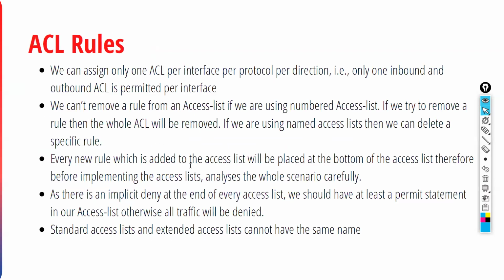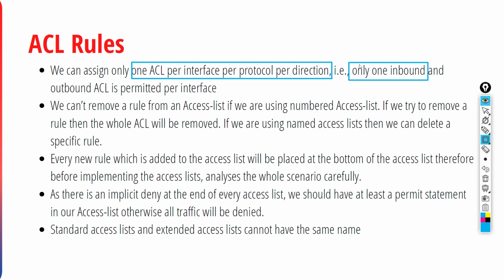Then there are certain rules. So what are these rules? You can assign only one ACL per interface per protocol per direction. Okay. That means you can have only one ACL in the inbound direction and only one in the outbound direction. So in one direction, you can apply only one ACL. If you try to apply more than one, it will override the previous access control list. Okay, so that means the old ACL will be removed and the new ACL will be effective.